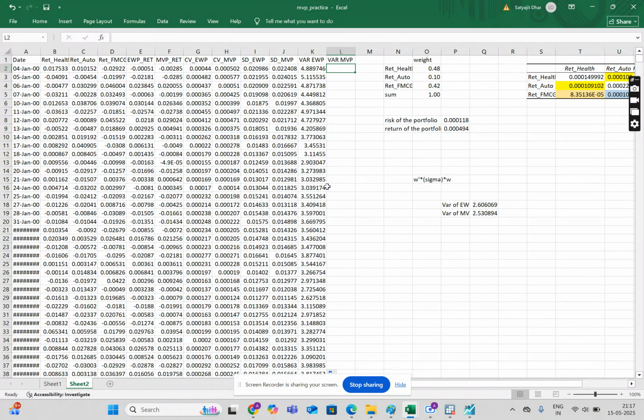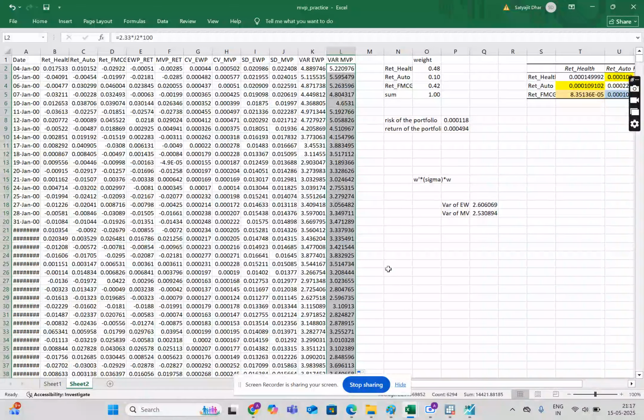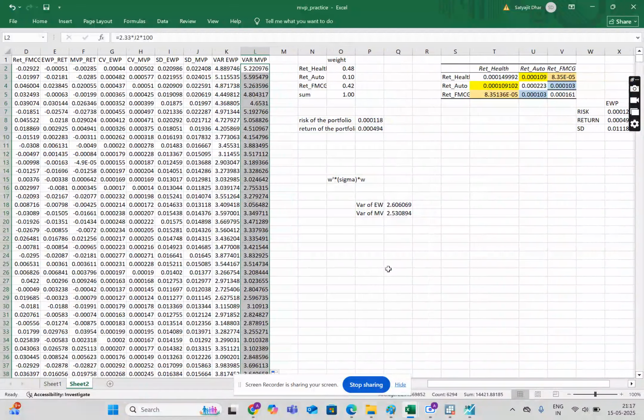You can also take the average of it to do an analysis on the basis of that. And here, how will you do this? You will do this through equals to. Here we have first the Z score. Let's write the Z score first. 2.33 multiplied by your sigma multiplied by 100. So here you have it. This is how you can do the analysis.